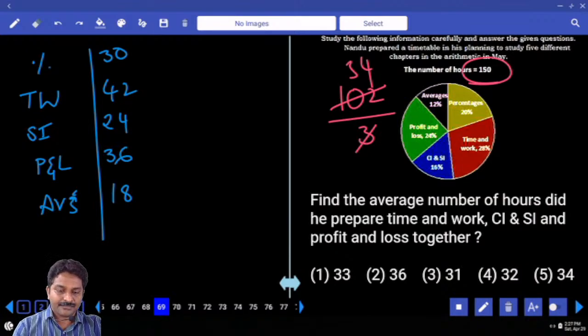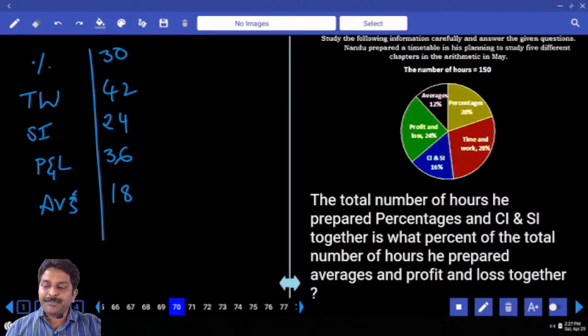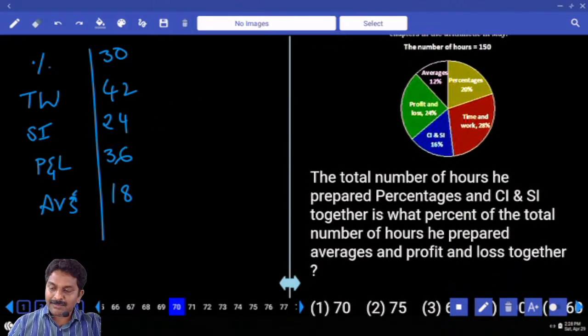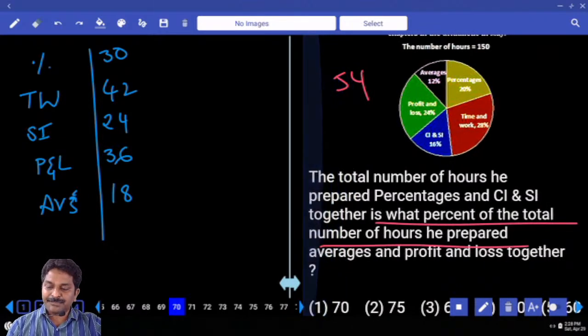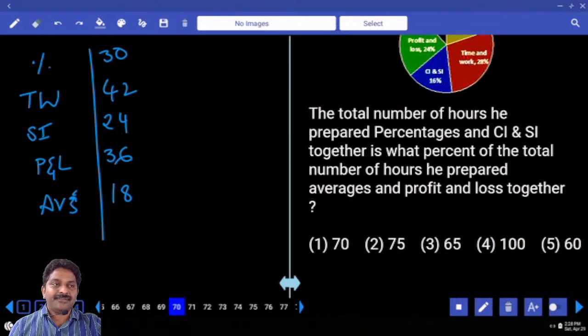Got it? The total number of hours he prepared percentages and compound interest, simple interest together. Percentages, simple and compound both together. How many hours? 54 is what percent of the total number of hours he prepared averages and profit and loss? Averages and profit and loss both together. 54 is what percent of 54? 100%.